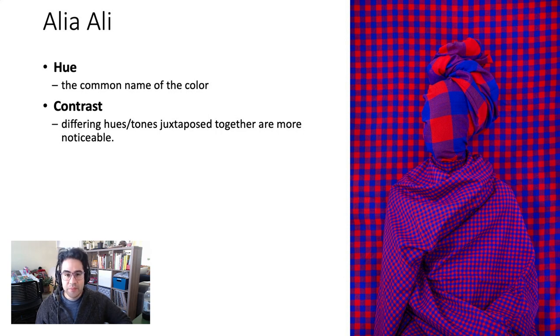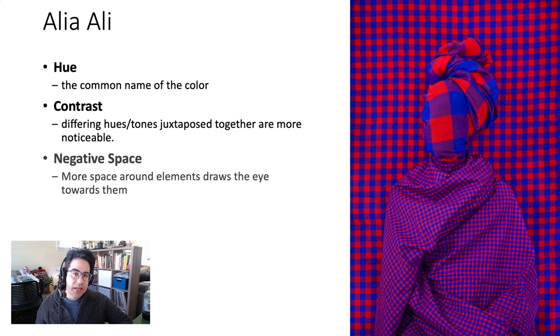Since there's no white, it might seem like a challenge to talk about negative space at first, but you could think of negative space being the lightest color in an image's tonal range. So in that case, the red is our negative space, and because of the larger pattern on the head of the figure, there's more negative space there, which is one thing that draws more attention to that part of the image.